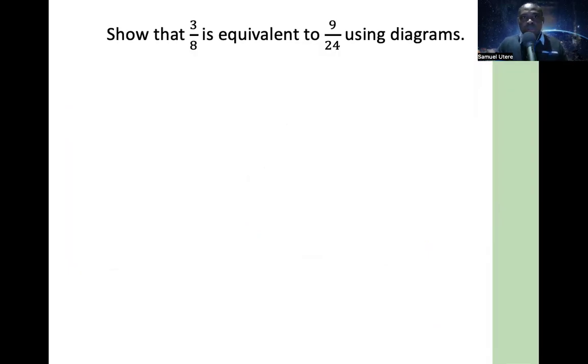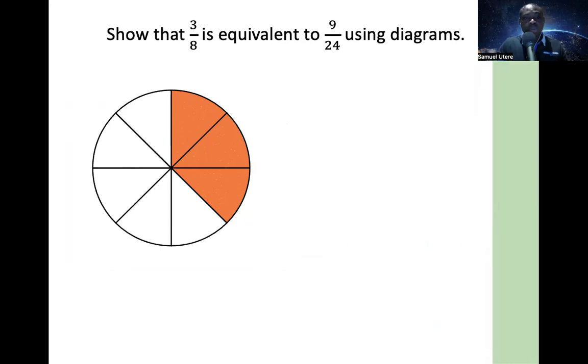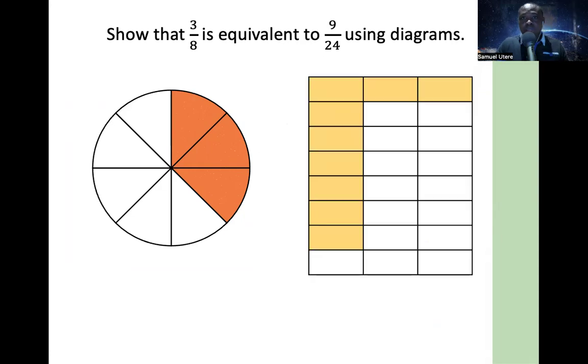Well, let's do some new learning. Show that 3/8 is equivalent to 9/24 using diagrams. Well, if I give you this diagram, you would say, well, that's 3/8. Yeah, that's all well and good. That's 3/8. What about this one? Yeah, you say, well, that's great. That's 9 out of 24, 9/24. But can we really show equivalence comparing these two diagrams? Obviously not.